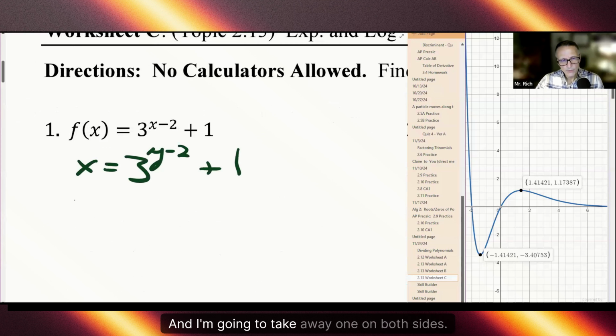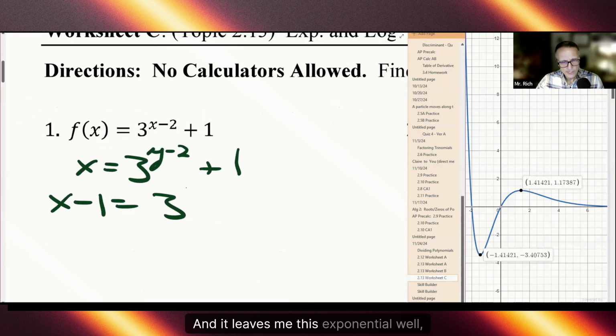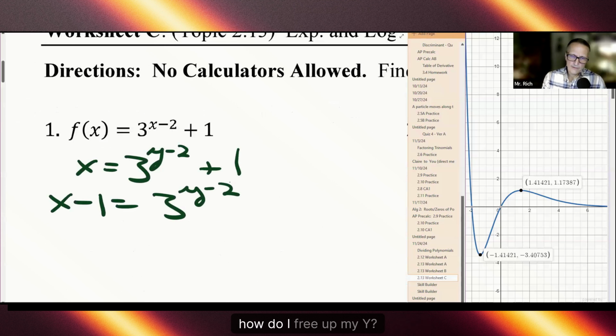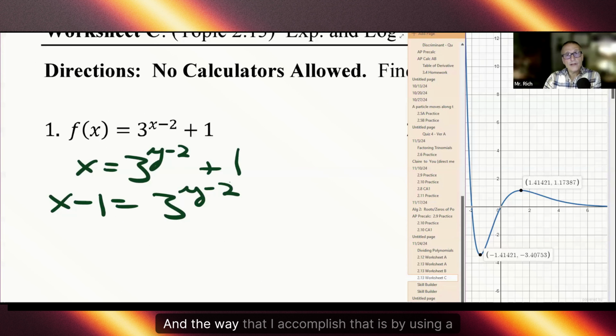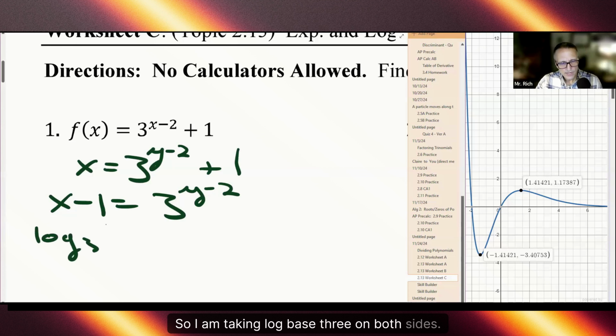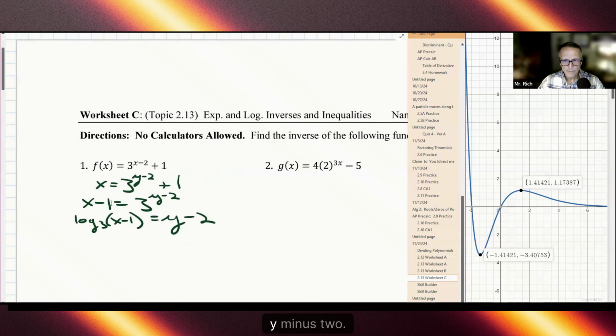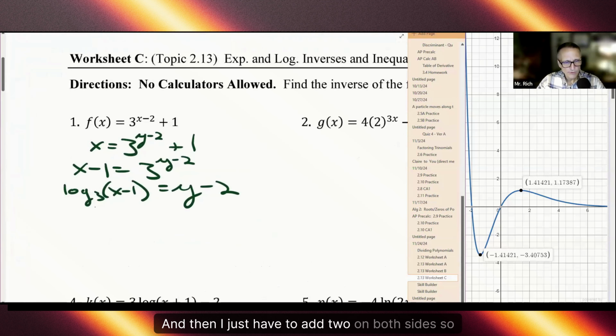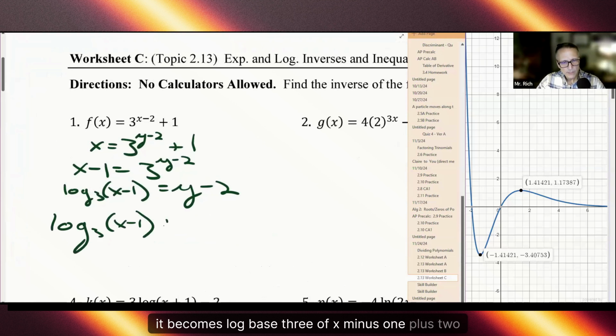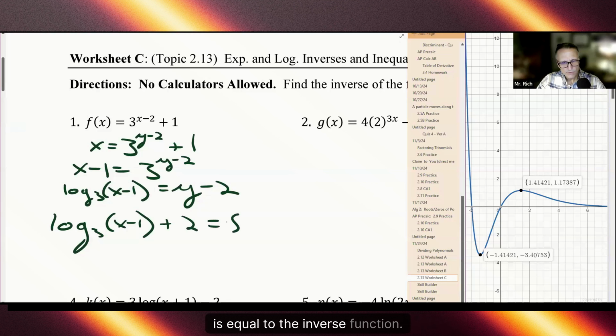I'm going to take away 1 on both sides, and it leaves me this exponential. Well, how do I free up my y? Since I'm trying to isolate y on one side, I need to bring it out of the exponent. The way that I accomplish that is by using a logarithm on both sides that matches the base of the exponential, which would be base 3. So I am taking log base 3 on both sides. When I take log base 3 here, it wipes out the 3 and I get y minus 2. And then I just have to add 2 on both sides. So it becomes log base 3 of x minus 1, plus 2, is equal to the inverse function.